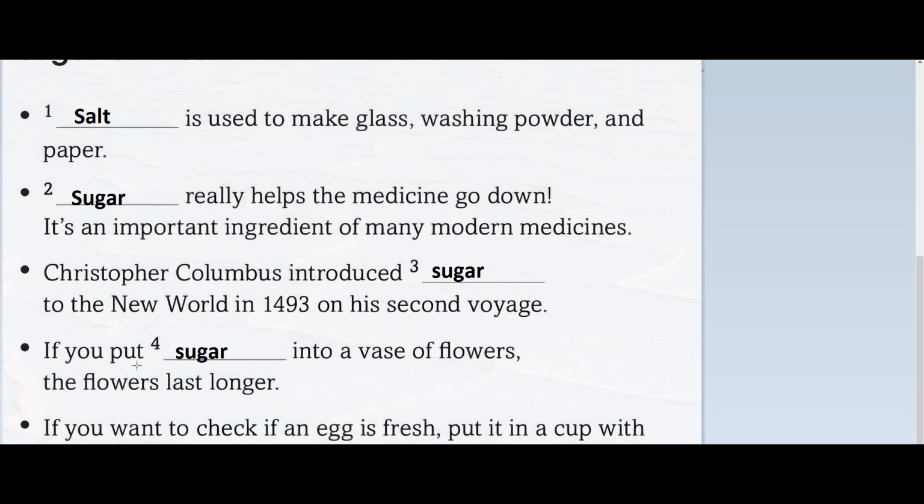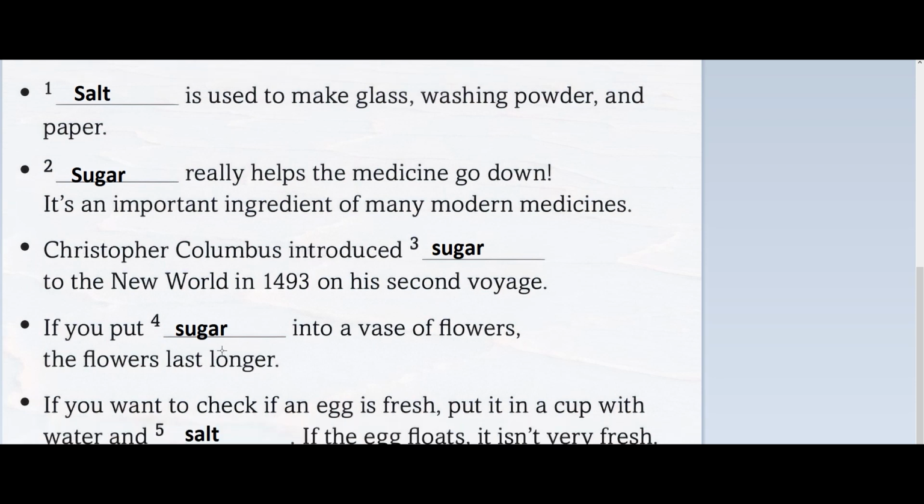Так, дальше. Если вы положите сахар в вазу с цветами, цветы простоят дольше, то есть дольше останутся живыми. Если вы хотите проверить, является ли яйцо свежим или нет, положите яйцо в чашку с водой и солью. Если яйцо будет плавать сверху, floats, значит, оно не очень свежее. То есть свежее яйцо должно утонуть.